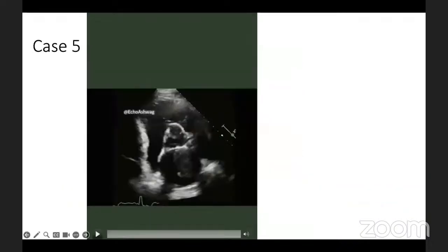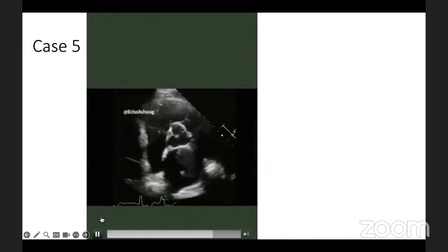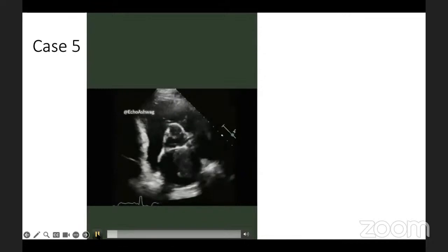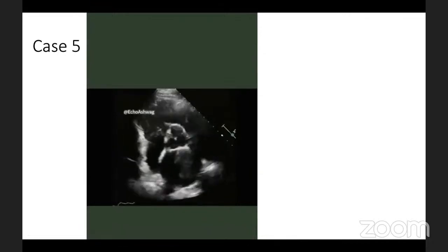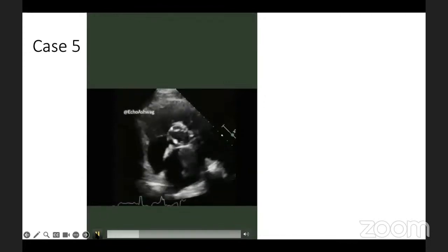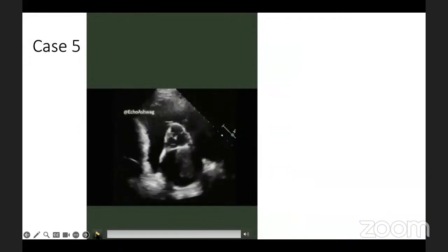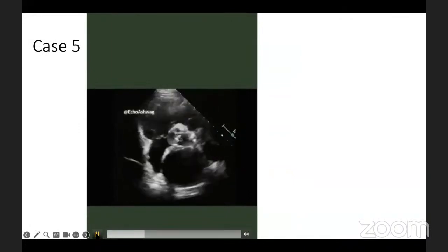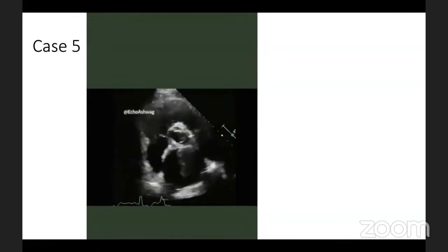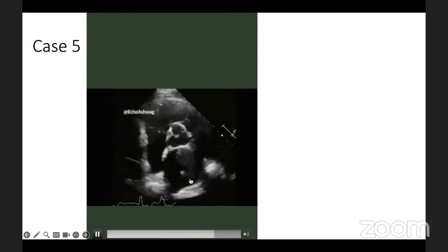Okay, last case. Anybody want to tell me what's going on in this echo? Last slide, please. Anyone? So this is a 5-chamber view. And it's showing the mass on the... I think it's a short axis. Short axis. It's showing that the mass is on the left atrium. Yes, exactly. So there is a mass here in the left atrium.